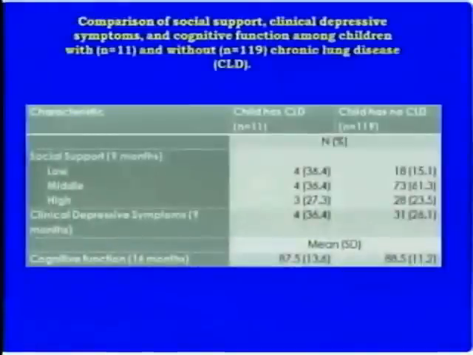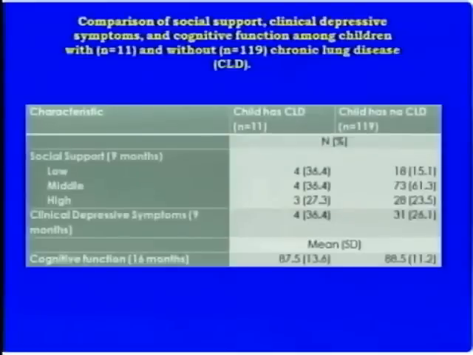Essentially what we did, and again, it was a slightly different paper looking at social support and mom's clinical depressive symptoms, but again, cognitive function just at a different time point. And you can see that there's not a big difference in the kids with and without chronic lung disease. Now, granted, this chronic lung disease sample was very small. It was only 11 kids. But still, if we got wildly different results in cognitive function and all our other measures, we might say, ooh, you're right, we really need to be worried about this.